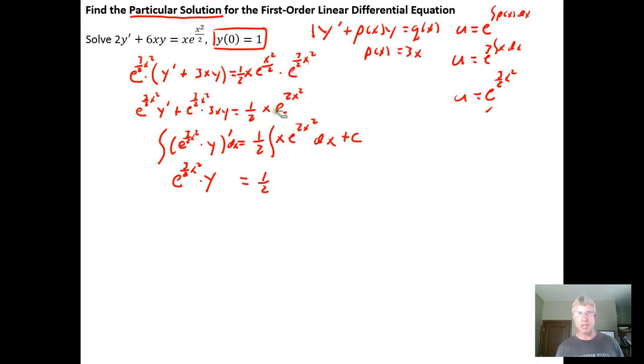So I know that e to the crap is going to be my guess on the antiderivative. So I'm going to guess e to the 2x squared. And the idea is when I take the derivative of e to the 2x squared, I get e to the 2x squared times 4x. And that's not what I have here.